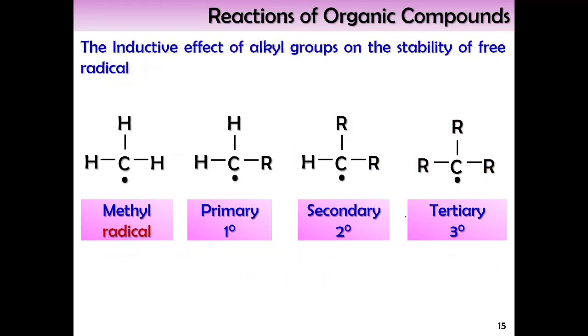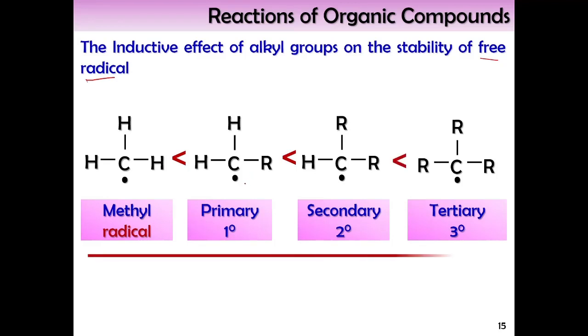The same thing applies for the free radical. For the free radical stability, carbon supposedly has two electrons, but now it has one. So R will donate electron cloud to make the free radical more stable. This one is the same: stability increases, and the tertiary is the most stable.